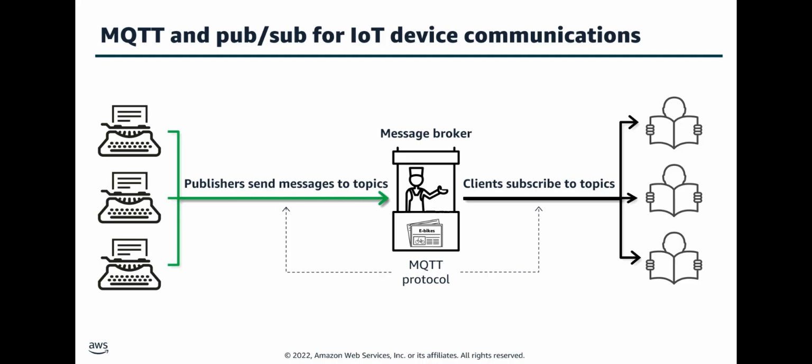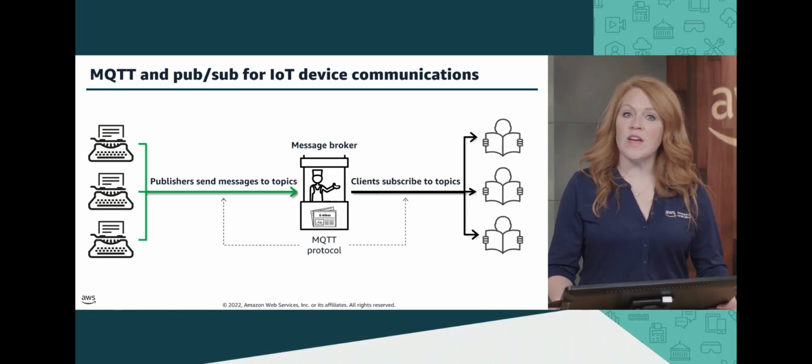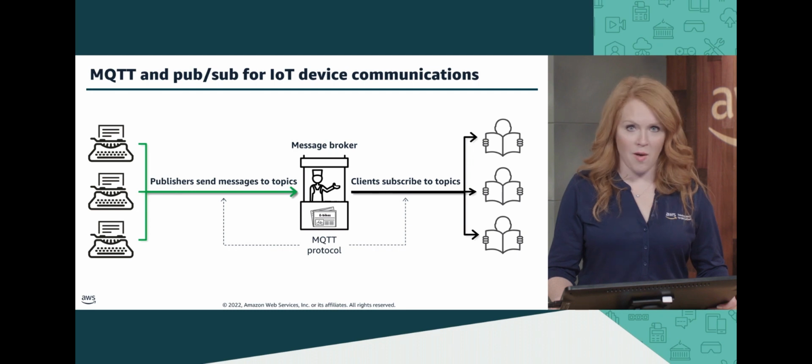One common protocol for IoT is Message Queuing Telemetry Transport, or MQTT. This lightweight protocol uses a publish-subscribe, or pub-sub, model to send and receive messages. The advantage of using MQTT for IoT is that it requires a small code footprint and very little bandwidth, which is important for small, remote devices.